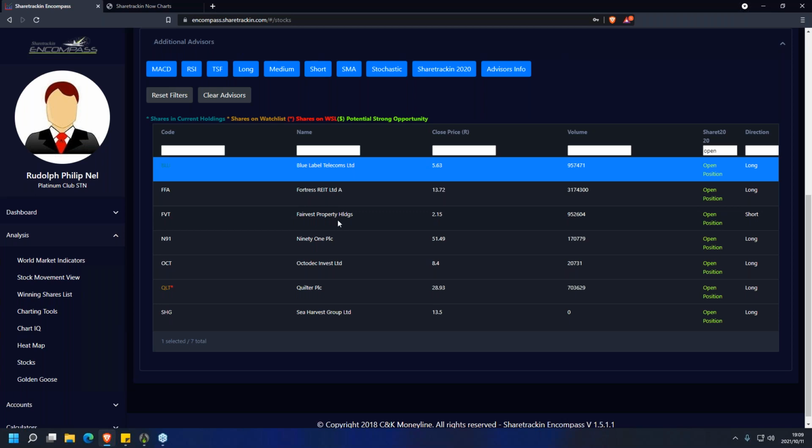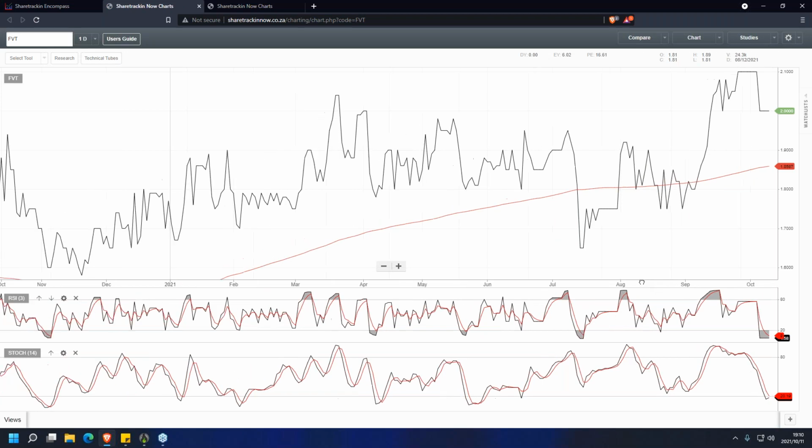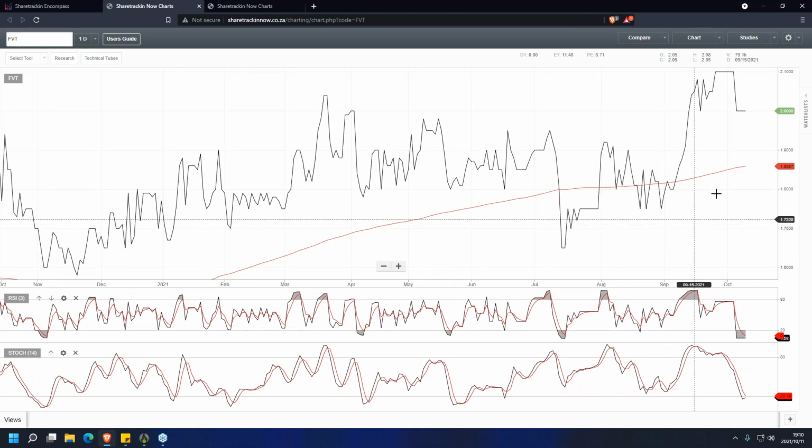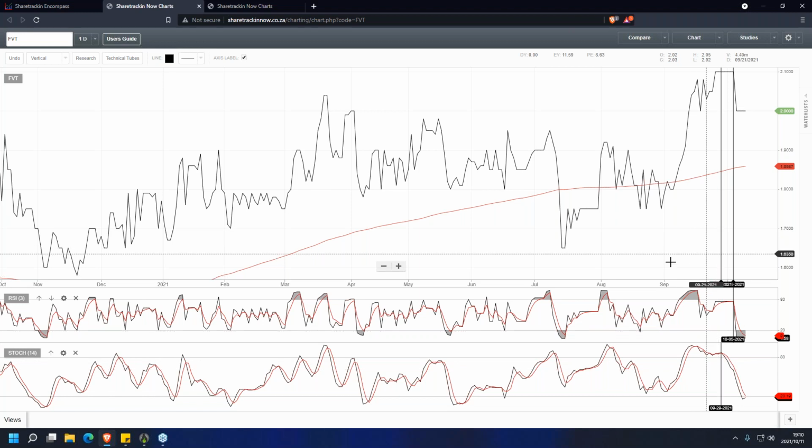So then we're going to click on Fairvest once again, and then go to Chart IQ. All right, so we've got Chart IQ, and we can see that this was a short. It's heading sideways now. So the short position that it's giving us is actually the short position that was way over here, on the 5th. On the 5th, we had a crossover on the RSI, but on the stochastic, you had an early warning that the share is going to go down. That was your early warning when the share was trending a bit sideways, and then the RSI just confirmed it on the 5th.